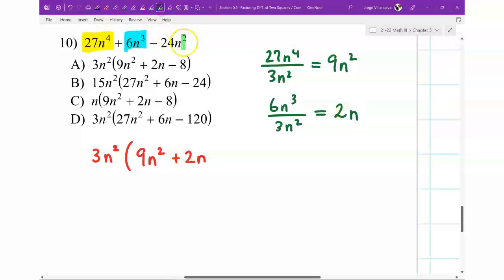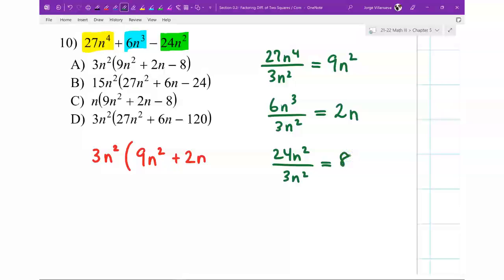And then the last part right here, the 24n squared. So 24n squared over 3n squared. So 24 divided by 3, 8. And then look at your powers, 2 minus 2, that's 0, right? So that means that the n disappears. So it's just an 8. So minus an 8. And if you look, your answer is A.